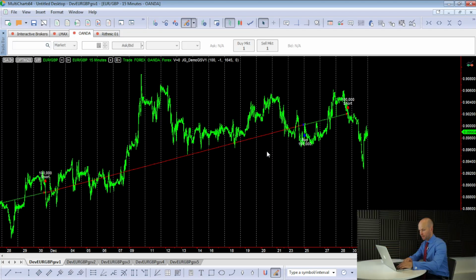So in this first study, you'll notice actually it's euro-pound on the 15-minute chart. However, that's purely for programming purposes.